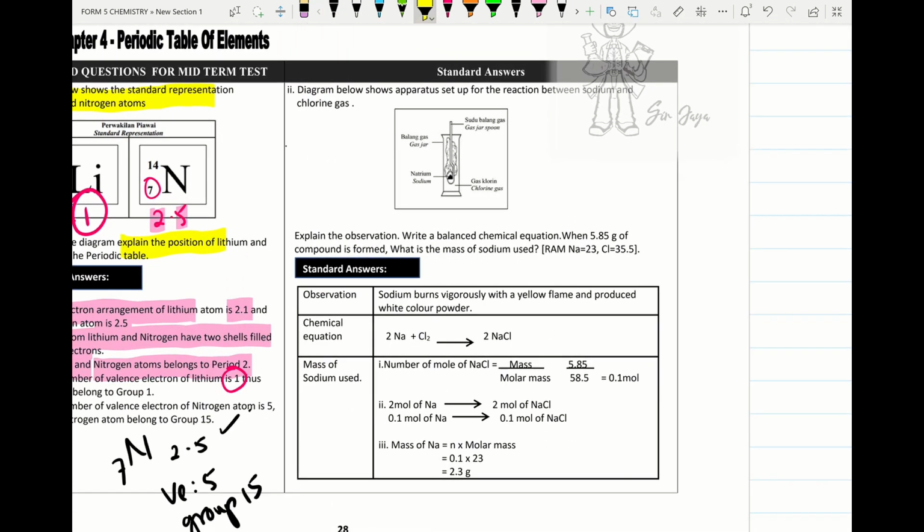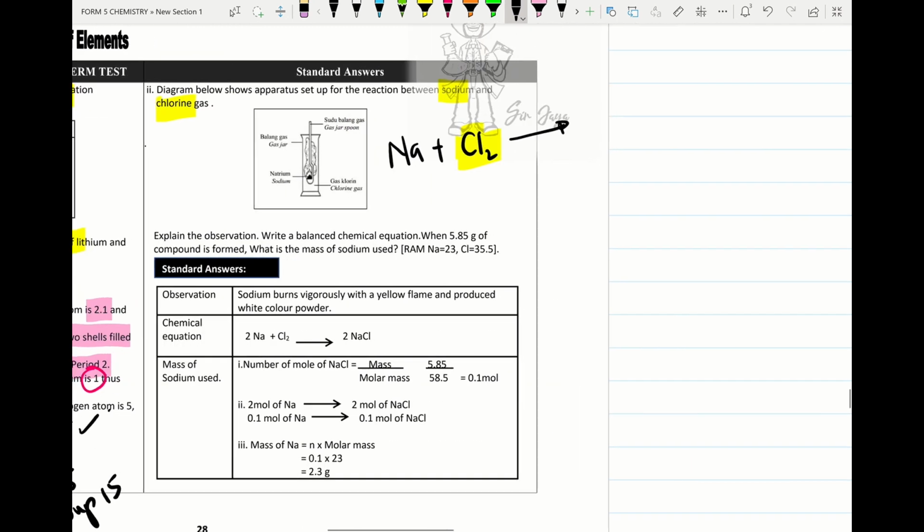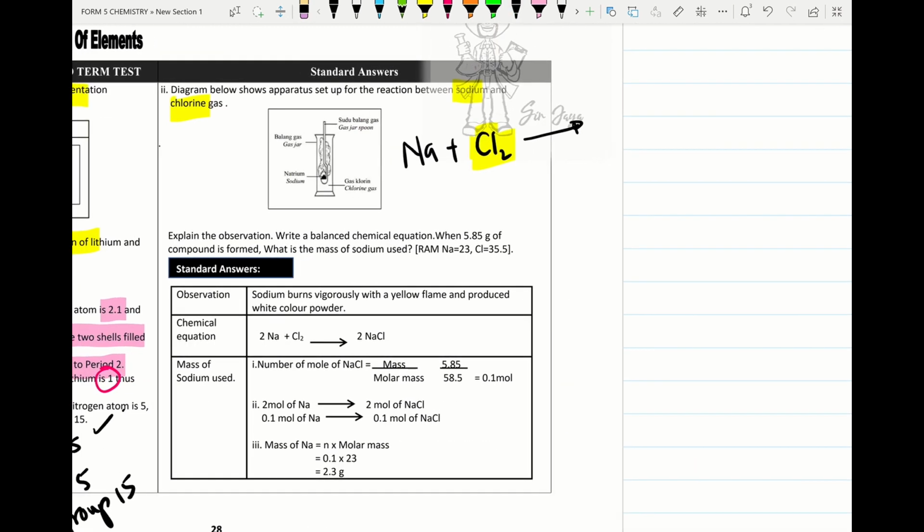Diagram below shows the apparatus setup for the reaction between sodium and chlorine gas. So this is the reaction between sodium plus chlorine. Please remember, for chlorine we must put Cl2. It exists as diatomic molecule. And the reaction between sodium and chlorine will give us sodium chloride, NaCl. So we take out the sodium ion, we take out the chloride ion. So during chemical reaction, the sodium ion combines with chloride ion to produce sodium chloride. A white color crystal will form.